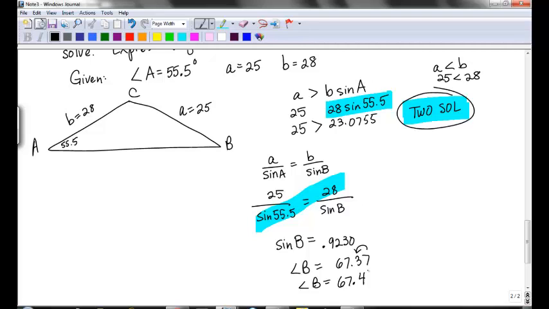Now, I'm not sure if I need that, so I'm going to store it. Okay, and I'm going to store it as angle B. So use your STO key, store as alpha B. Okay, and enter. So I've got that if I need to come back to it, and that's one of our answers.